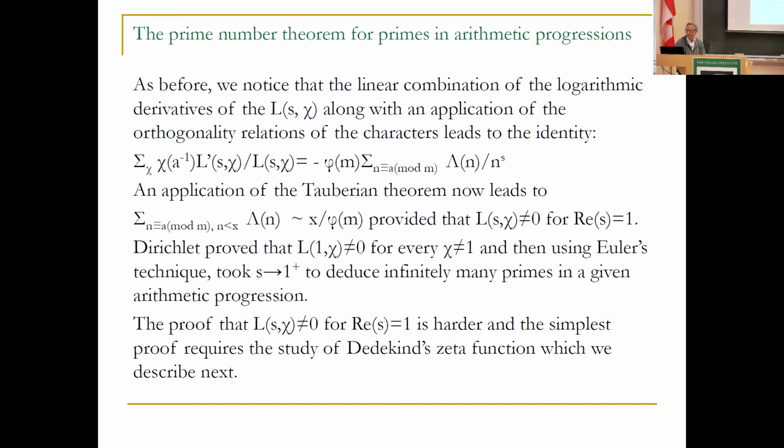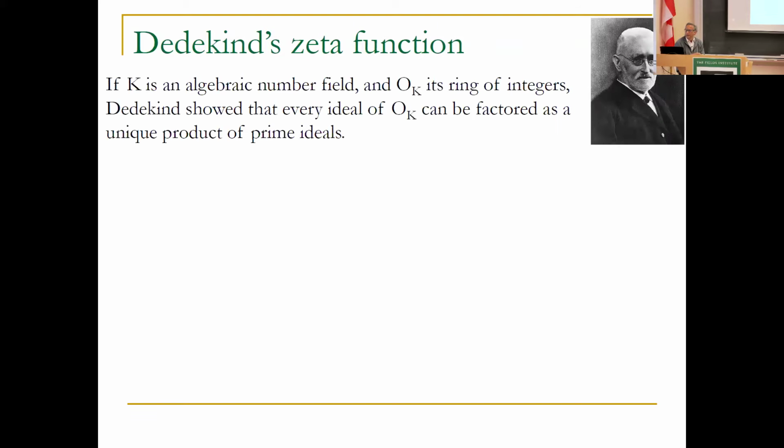So the proof that L(S, chi) is not 0 for real S is harder, and the simplest proof requires actually the study of the Dedekind zeta function. So now I want to move from the Riemann zeta function to the Dedekind zeta function. So what is that? Well, here's Richard Dedekind.